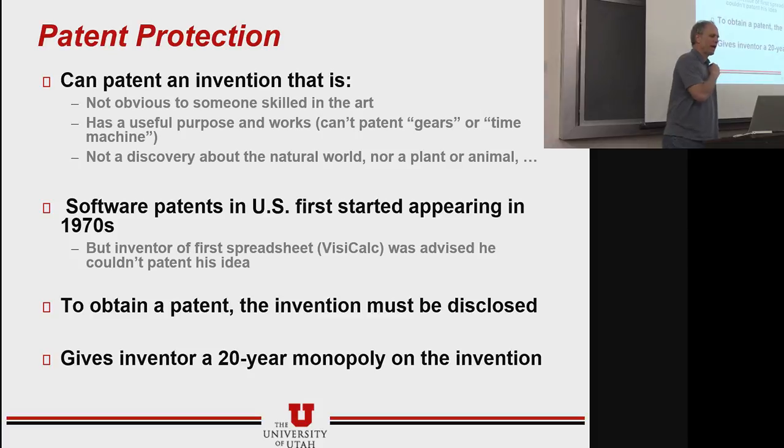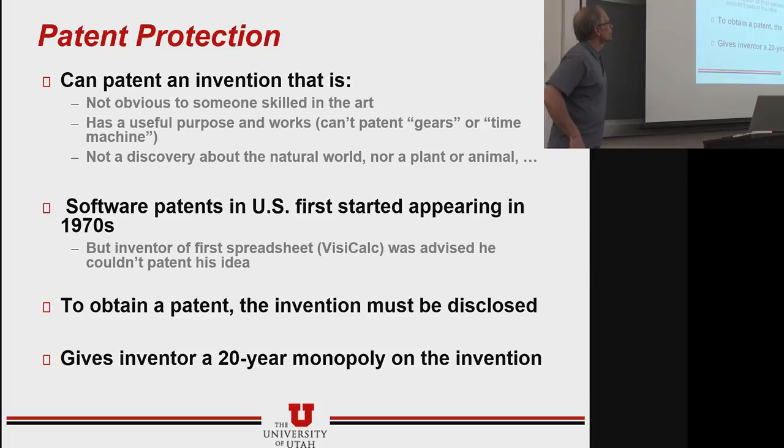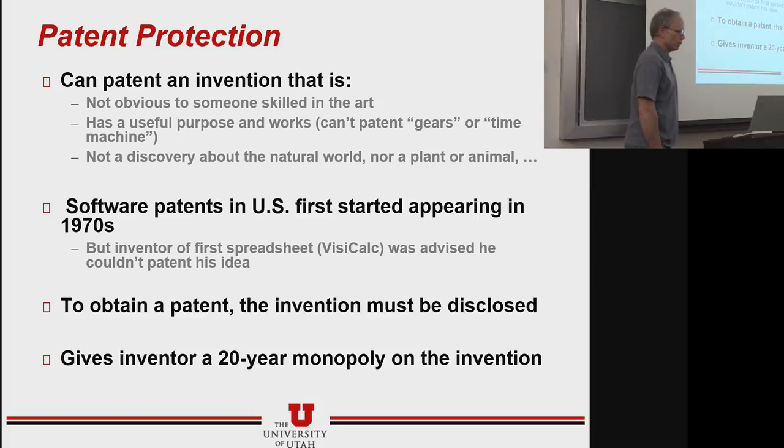Okay, that brings us to patents. So remember, copyright is a way to protect expression: writing, song, architecture, art, whatever. And copyrights are automatic. Anything you create and put in some tangible medium is automatically copyrighted. Patents are to protect ideas.